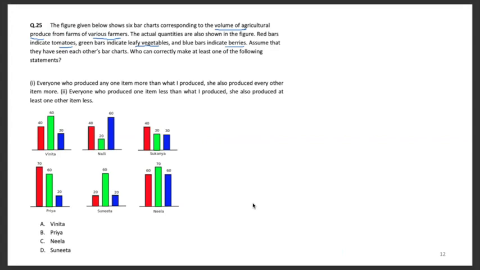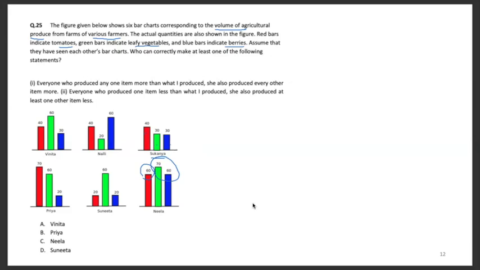which means that if somebody is making a claim that more than me, let's take Sukanya for example. If I compare Sukanya and Neela, if Neela is making more produce of tomatoes compared to Sukanya, Neela is also making more produce of the other two, which are leafy vegetables and berries. Which means that this person, whoever is making the claim, has to produce the least of each item.